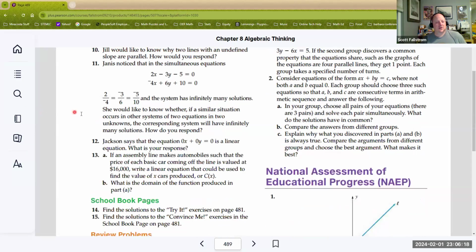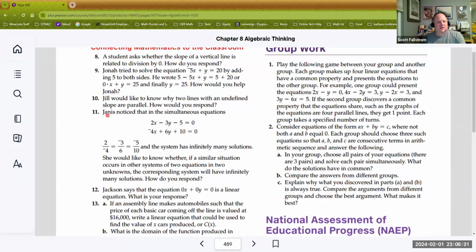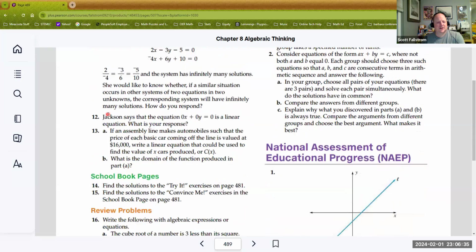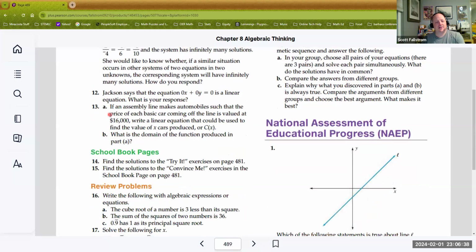All right. And I think the last one was 12. Let's see here. There's 12. And 12 says, Jackson says the equation is a linear equation. What is your response?